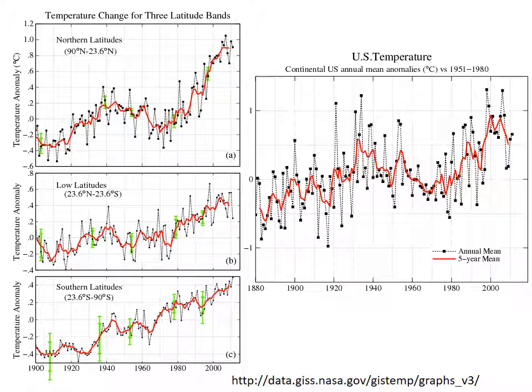This is looking at temperature change in the northern latitudes, low latitudes, southern latitudes, and the US. Each of these graphs is on a different scale. Where have we seen the highest change in temperature?